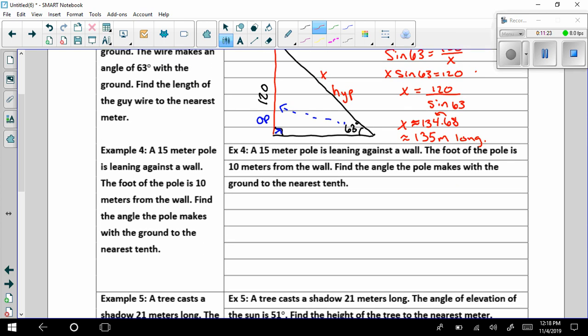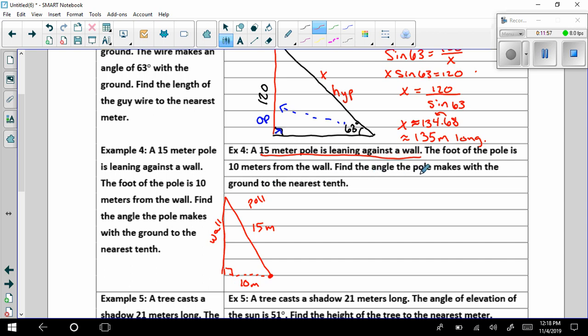Okay, a 15-meter pole is leaning against a wall, so you have your wall, you have your pole. We know the pole is 15 meters. Right, so you can label as you go. A 15-meter pole is leaning against the wall, so this would be the pole, this will be the wall. All right. The foot of the pole, the foot would be down here, is 10 meters from the wall. So if it's 10 meters from the wall, this is 10. It forms a 90 with the wall.